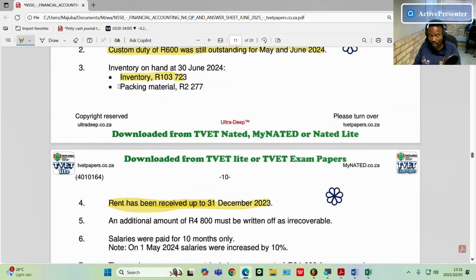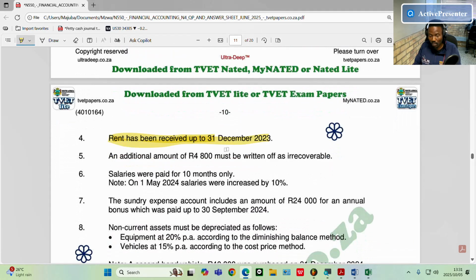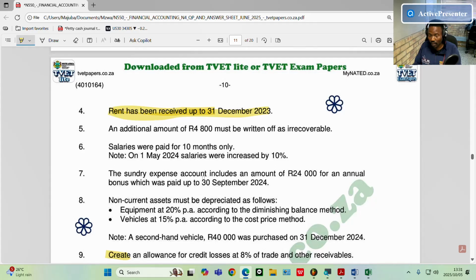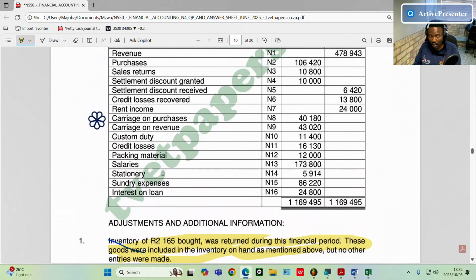Okay, we are done with this one. For now, we move. Okay, rents was an income, so we're done. It says an additional amount of 4,800 must be written off as irrecoverable. So these are credit losses. Let me go check my trial balance. Yes, I do have credit losses.